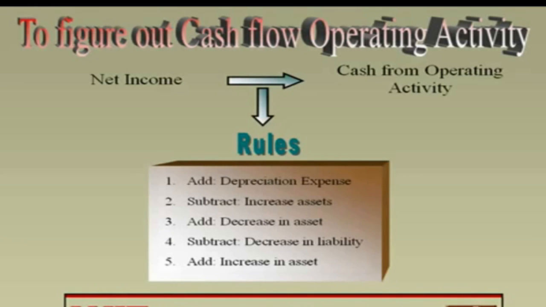You start with net income. To that, you add depreciation expense. Why? Because depreciation is shown as an expense in the income statement, so it reduces profits. But it's not a cash payment. You don't pay anybody depreciation, so you have to add it back.